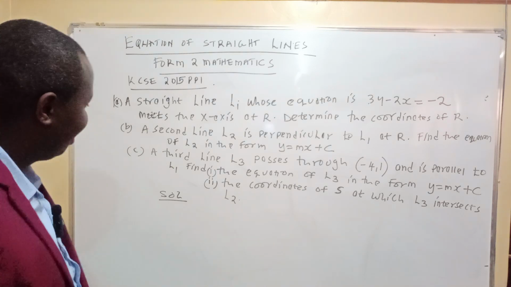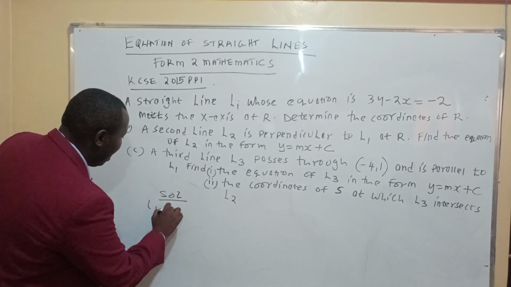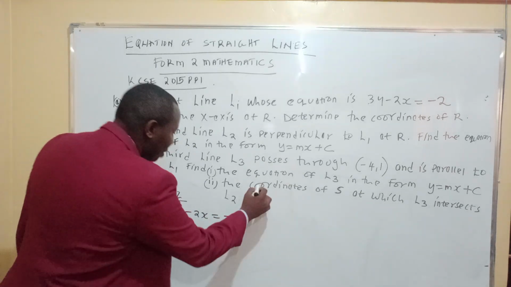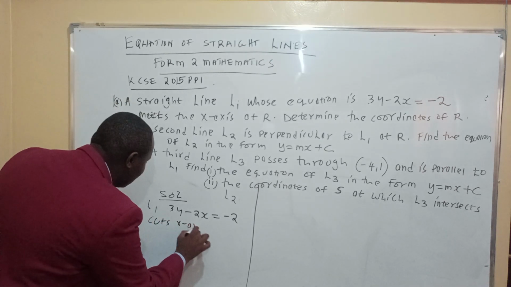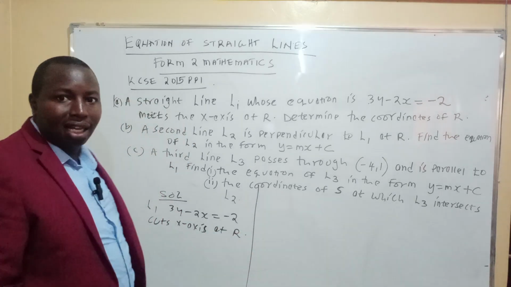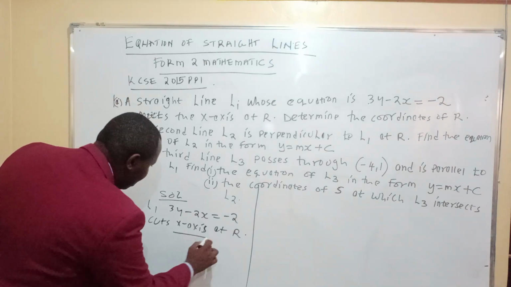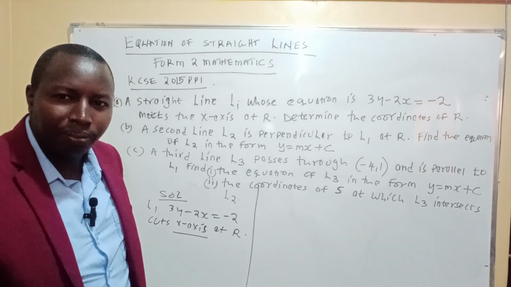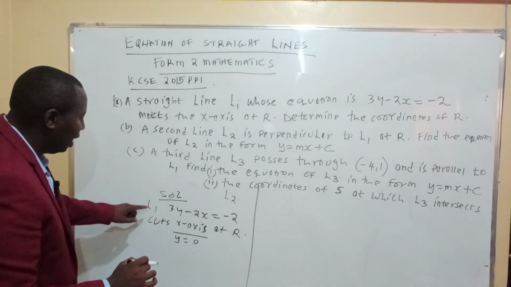Now let's start. A straight line R1 is 3y minus 2x equals negative 2. The examiner tells you it cuts the x-axis at R. Find the coordinates of R. Where the graph cuts the x-axis, the value of y is always equal to 0. So at the x-axis, y equals 0.